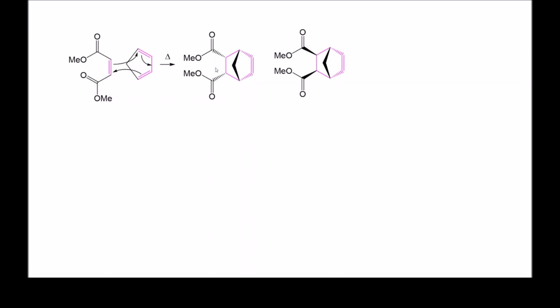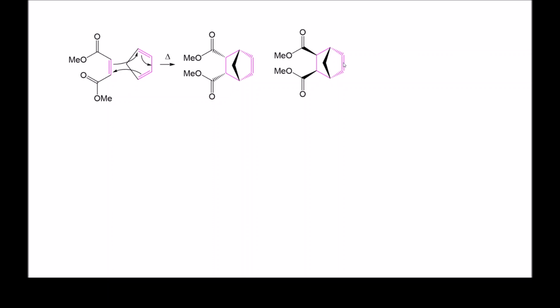While both options show these ester groups as cis, in this option right here, they end up poking into the plane of the screen, and so does the pi bond that is formed during the Diels-Alder reaction. In this product over here, those two esters end up poking out of the plane of the screen, and they are on the opposite side of the screen as the pi bond.